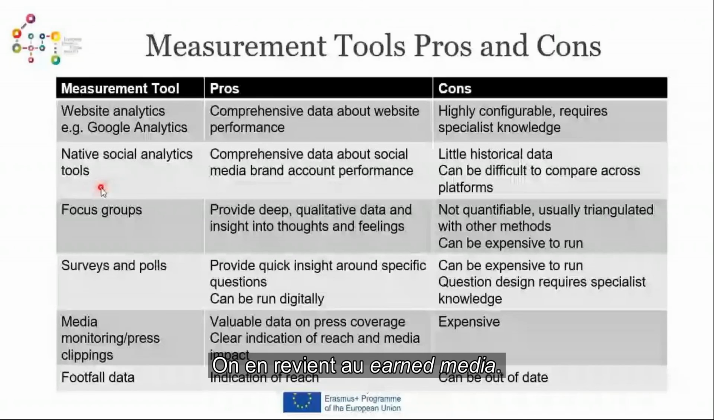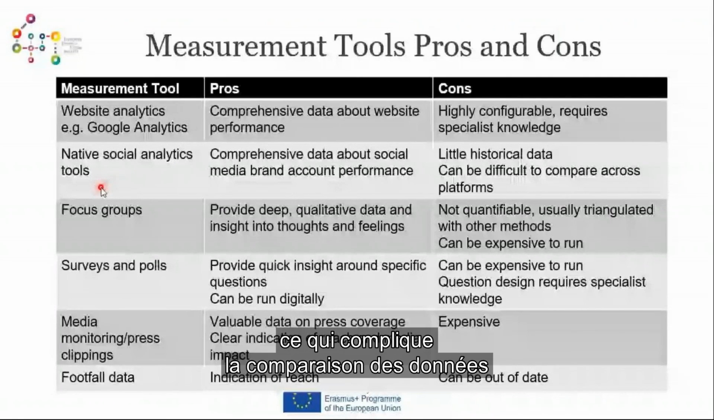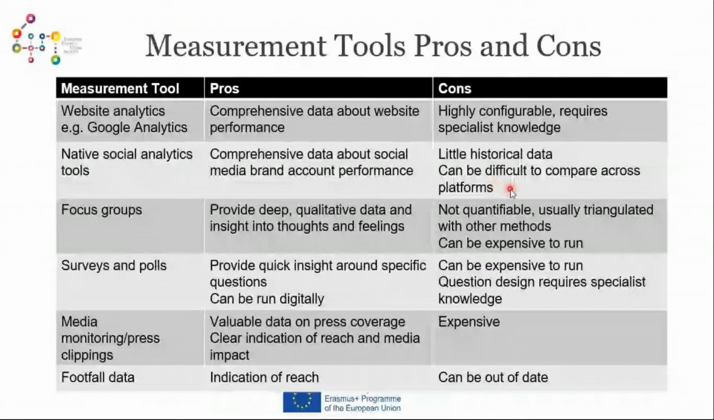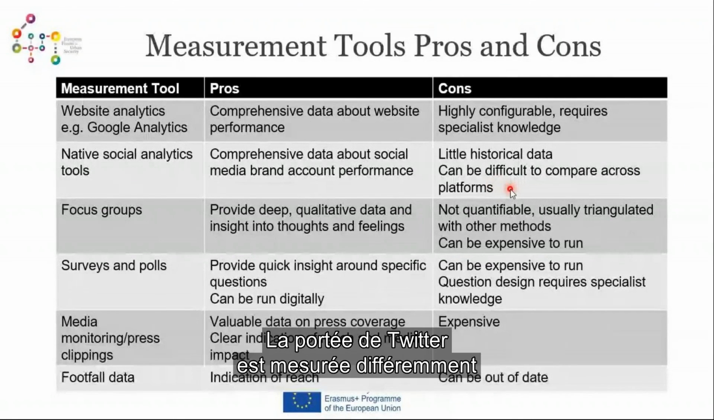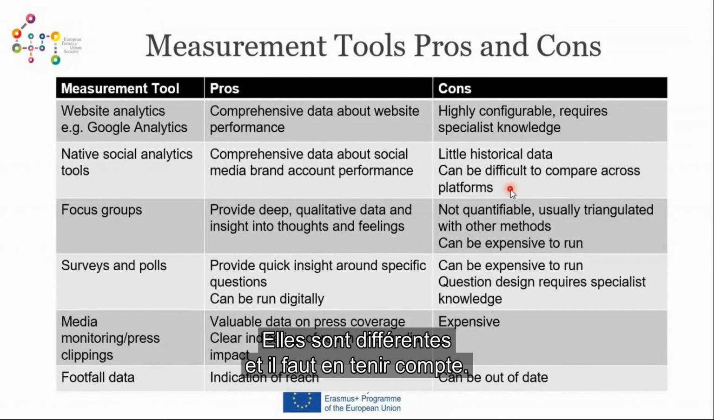So if we're talking about earned media here, where you've posted, or somebody else, another account has picked up your campaign and they love it, and they featured it on their accounts, you're not going to have access to the analytics from that, so you need to get in contact with that person. Another con is that there's very little historical data, and that it can be difficult to compare metrics across platforms, because reach for Twitter is measured differently to reach from Facebook. They're measured very differently. So those are things to take into consideration.